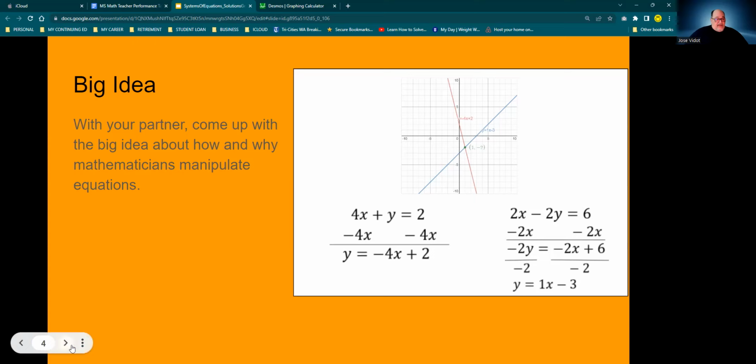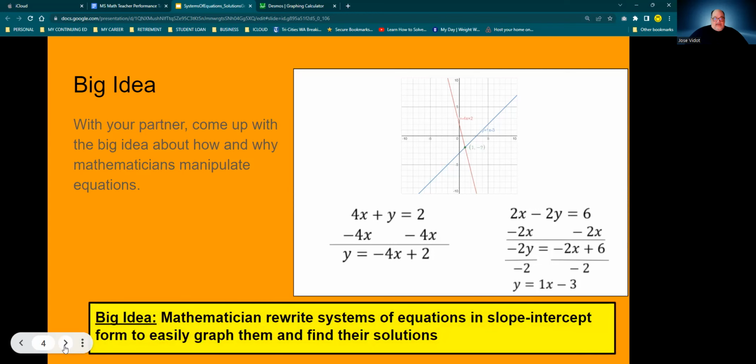And then as a cool down activity, since the big idea here was that mathematicians rewrite systems of equations in slope-intercept form to easily graph them and find their solutions, okay, if we're going to let students use Desmos in 2023, that's probably what I'll hear some students ask.